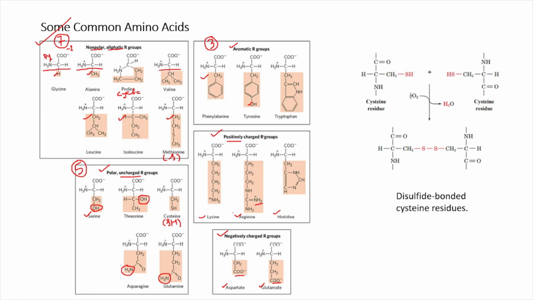Here, in the category of positively charged R groups, you have a total of three amino acids which are positively charged. You can see here, the plus 1 charge of the NH3 plus group is balanced by the minus 1 charge of the COO minus group. So here the net charge becomes 0. But in the case of lysine, this NH3 plus group in the R group carries a positive charge of plus 1. So the overall charge of lysine becomes plus 1.